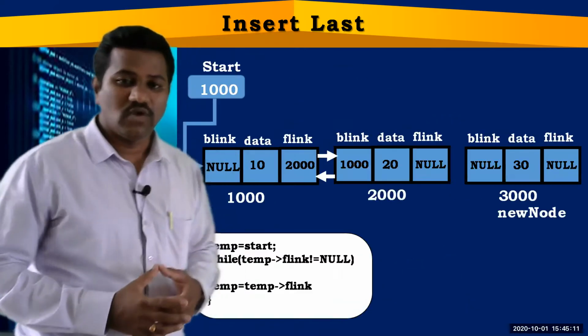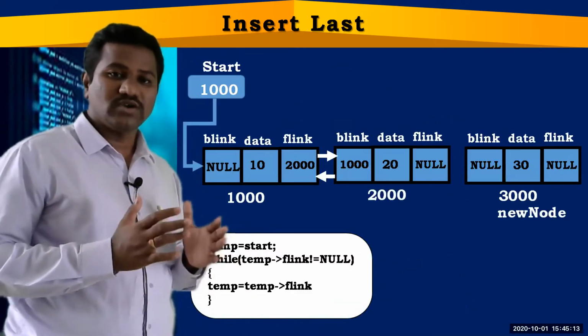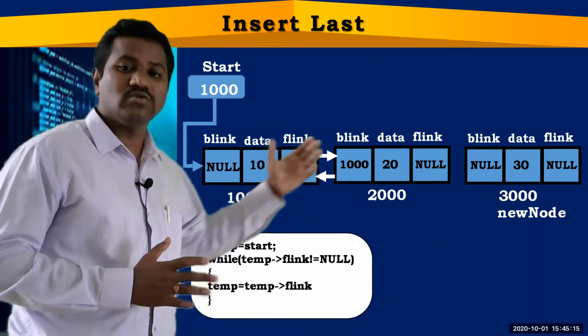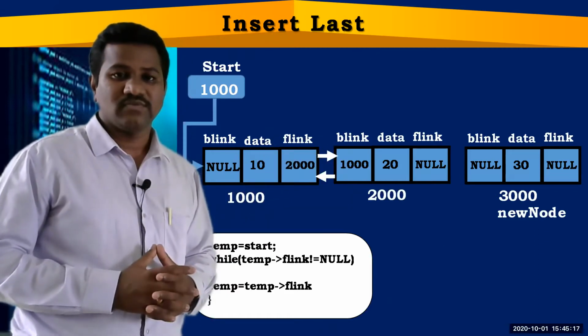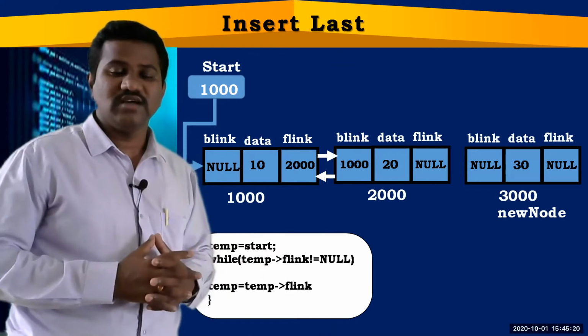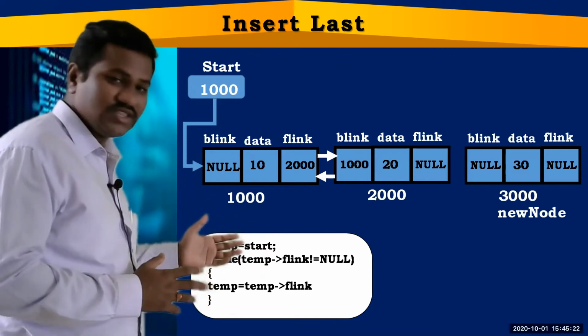In order to do that, we need to traverse from the first node to the last node in the existing list. From the first node to the last node in the existing list. For that, we'll be going with this code.